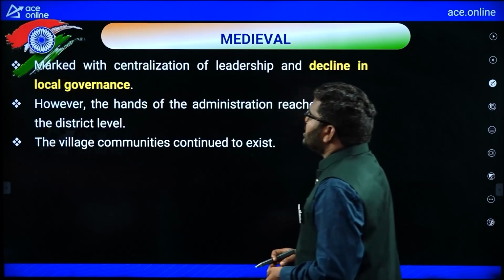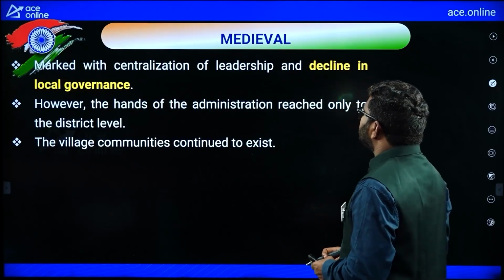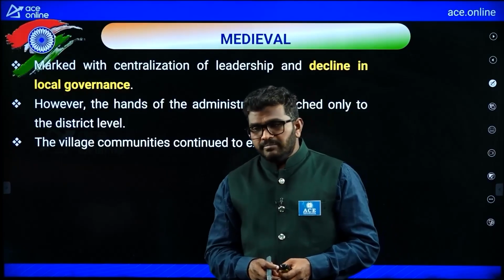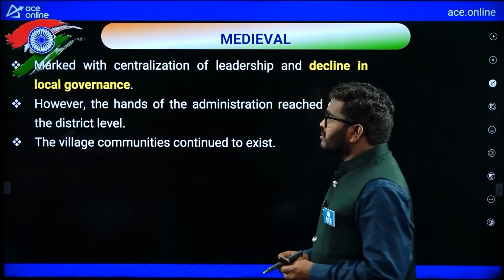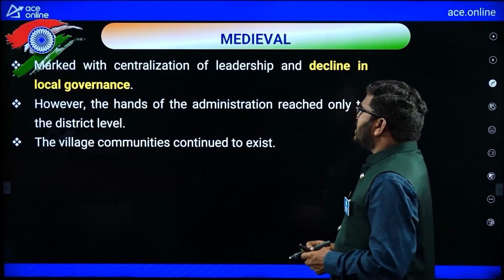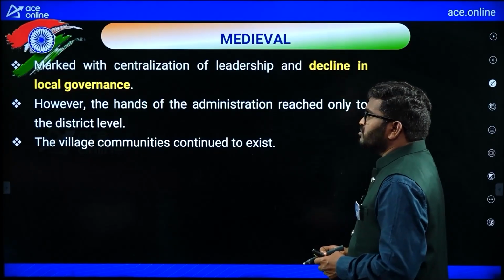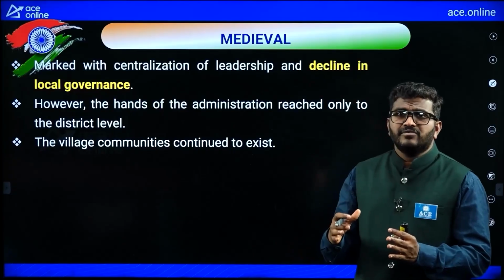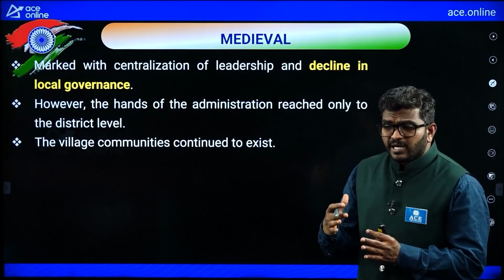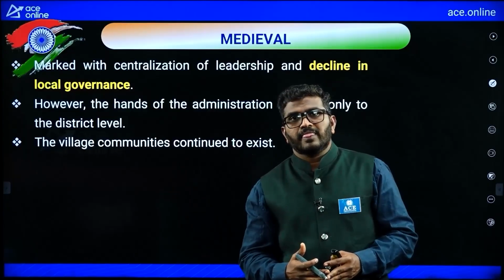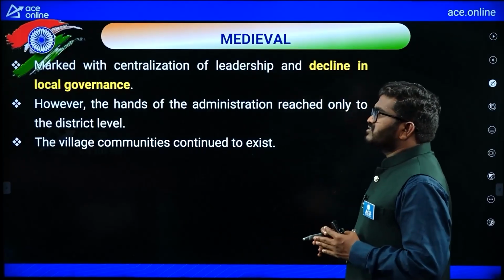See, it was marked with the centralization of leadership and decline in local governance. So in the medieval period, there was a decline of local government. However, the hands of the administration reached only to the district level. So in that medieval period, the kings could approach up to the district level. They couldn't go to the village level.